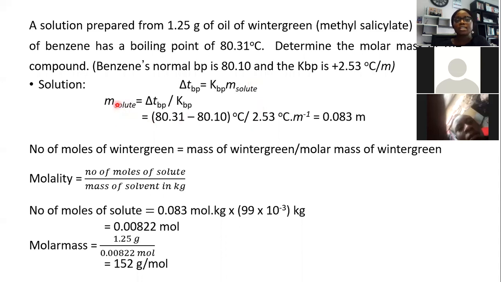When you do this, this will be equal to the change in temperature divided by the constant. So we have the change in temperature here, 80.31 minus 80.10, divided by the 2.53, which is the boiling point elevation constant. The answer we get from there is 0.083 molal.